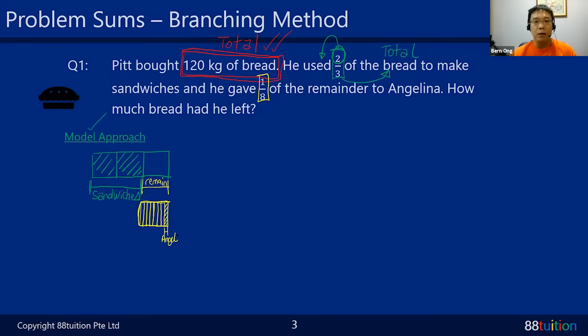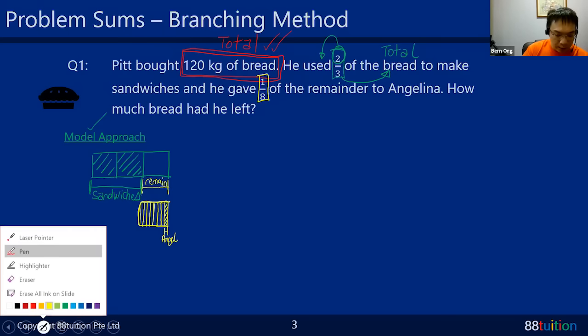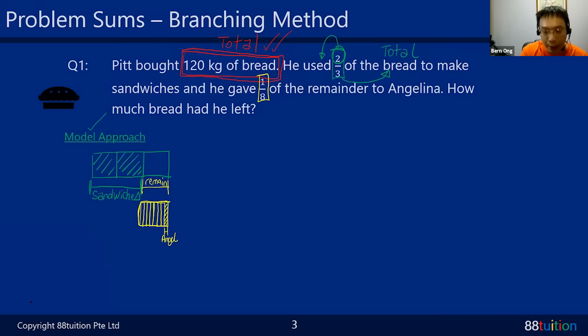Okay? So now the question says, how much bread had he left? So down here, what is the clue? What is the only number you have? You have 120 kg. Where is the 120? 120 is the total. Total means this entire thing from here to here is 120. Can you see it or not? This is the total. So total, you must compare with total.